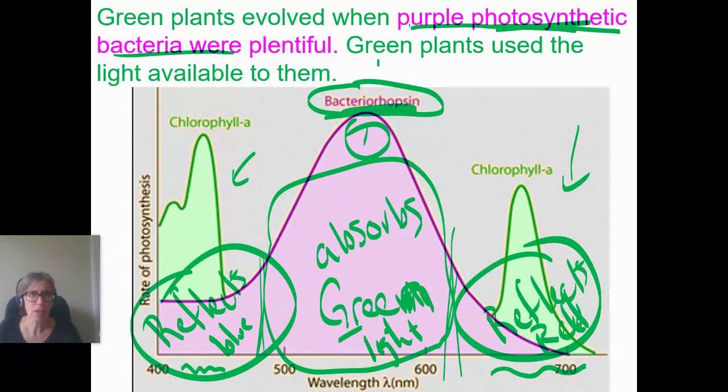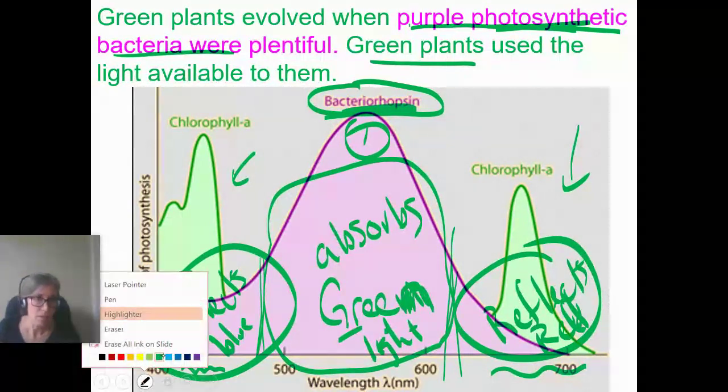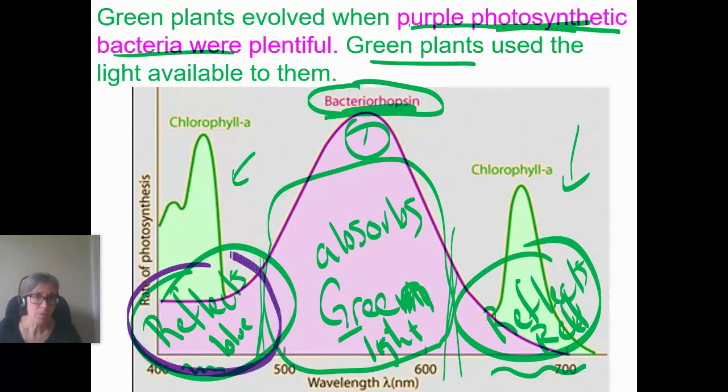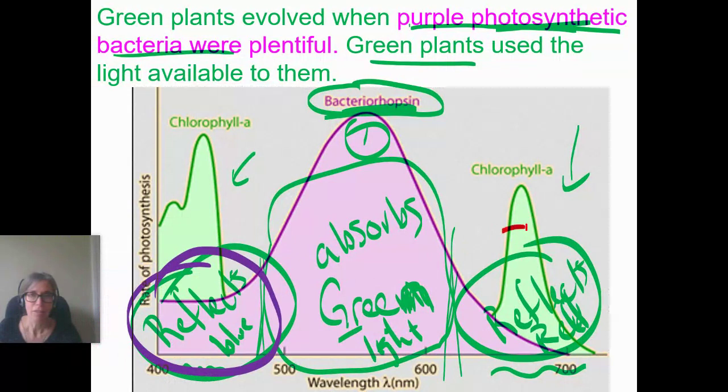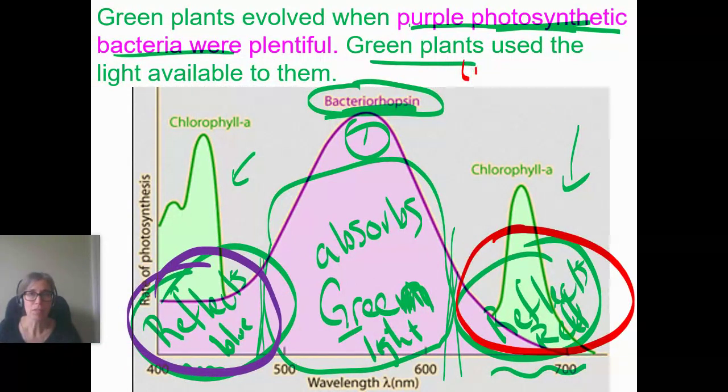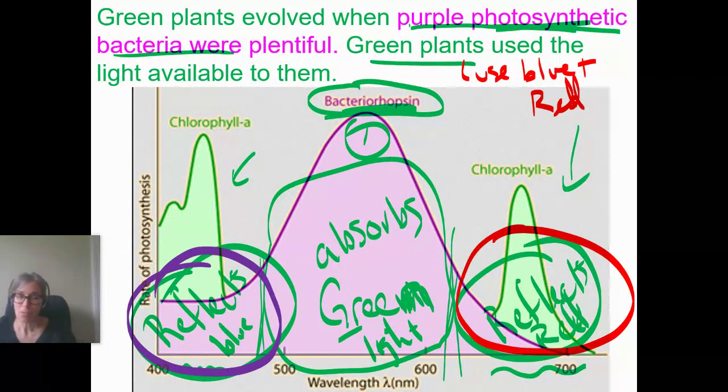And so we think that the green plants, well, they weren't plants then, they were bacteria, but the ancestors of the green plants used what light was available, which was the blue, right? And the red. So green plants use blue and red because that's what was around. And they left behind the green because someone else was already using it and they came second, right? And so that's why they look green, because they reflect green. Coolio, right?